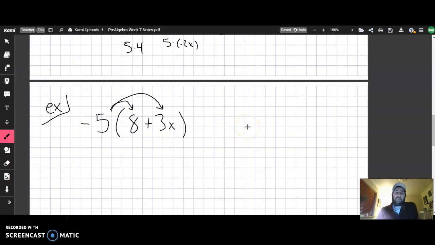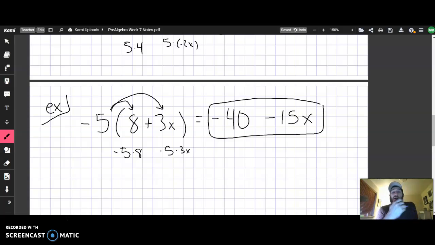So negative 5 times 8 is the same thing as 5 times 8. And on the calculator, 5 times 8 is 40. And then a negative times a positive is a negative. Then do the negative 5 times 3x. Negative 5 times 3 is 15. Negative times a positive is a negative. So negative 5 times 3x is negative 15x.